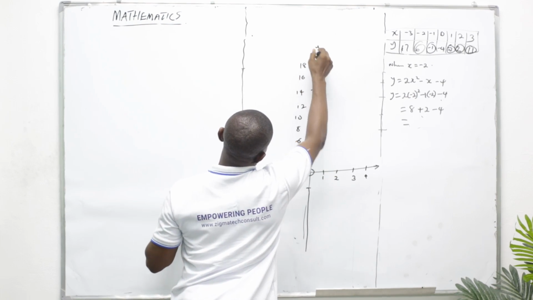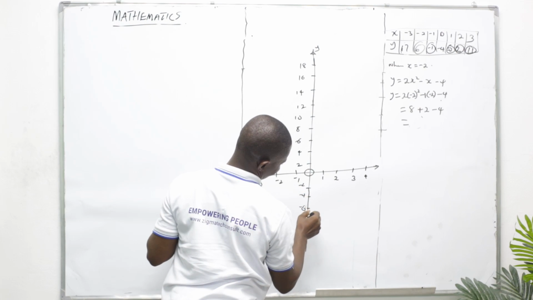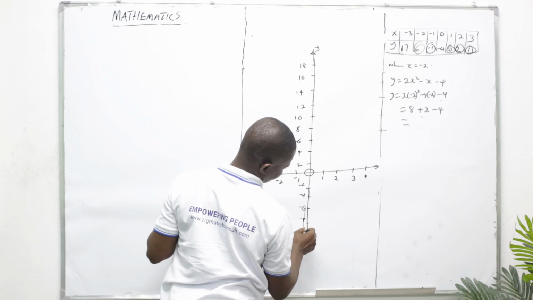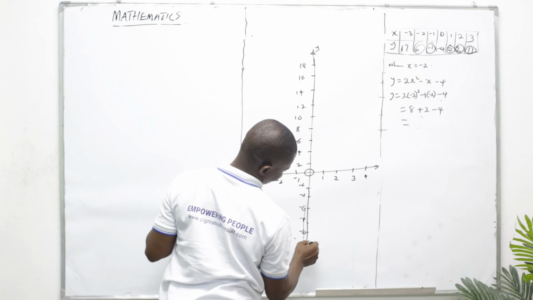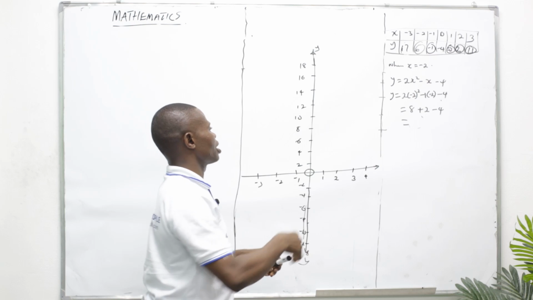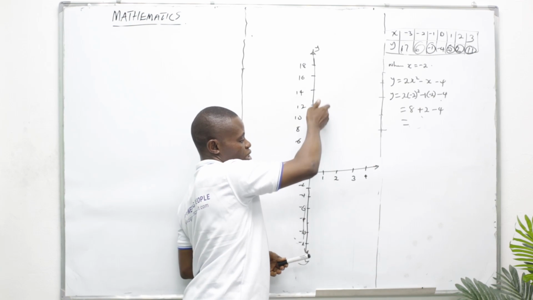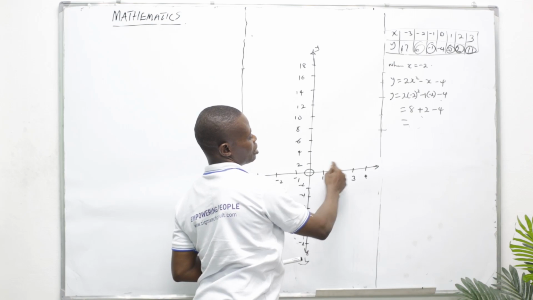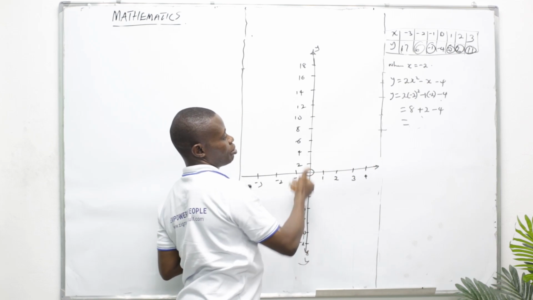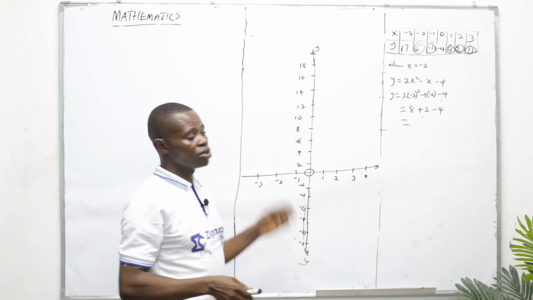You have gotten what you want. -2, -4, -6, -8, -10, -12. You also pause. Some of you write here, please stop doing that. This is how you label your number, this way. So you just plot.